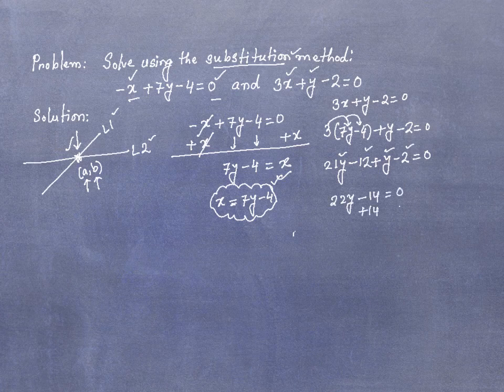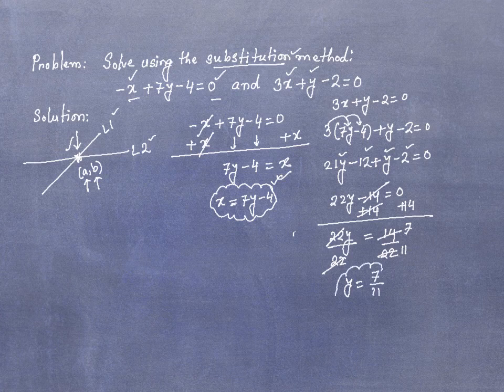Now I add 14 to both sides. That gives me on the left hand side 22y. Negative 14, positive 14 cancel out, and on the right hand side I just get 14. Now I am going to divide both sides by 22 to solve for y. 22 on the left hand side cancel out, that gives me y on the left, and on the right hand side 2 goes into 14 7 times, 2 goes into 22 11 times, and that gives me, by the way, 7 over 11. So that's just the value of my y.